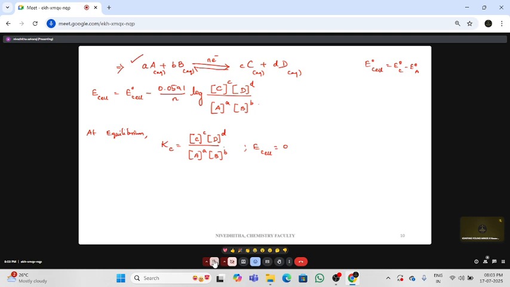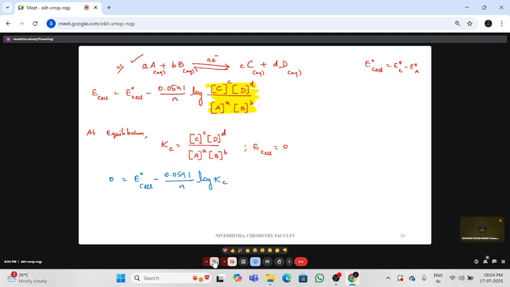So I'm going to substitute these two terms in the Nernst equation. What is the expression? The left side will be 0, equal to E naught cell minus 0.0591 divided by n log. We can replace this complete term by Kc. When the system is at equilibrium, Kc is equal to the concentration of products divided by reactants.